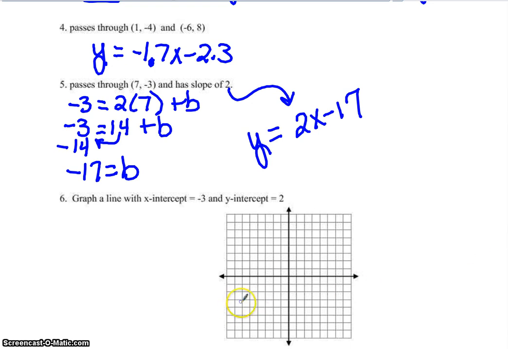Number 6, graph a line with x-intercept -3 and y-intercept of 2. So your x-intercept of -3, you just go to where x is -3. Y-intercept of 2, you go to where y is 2. Once you have 2 points, you can draw a line, go through both points all the way across the graph, and put arrows on the end. Going to the next page.